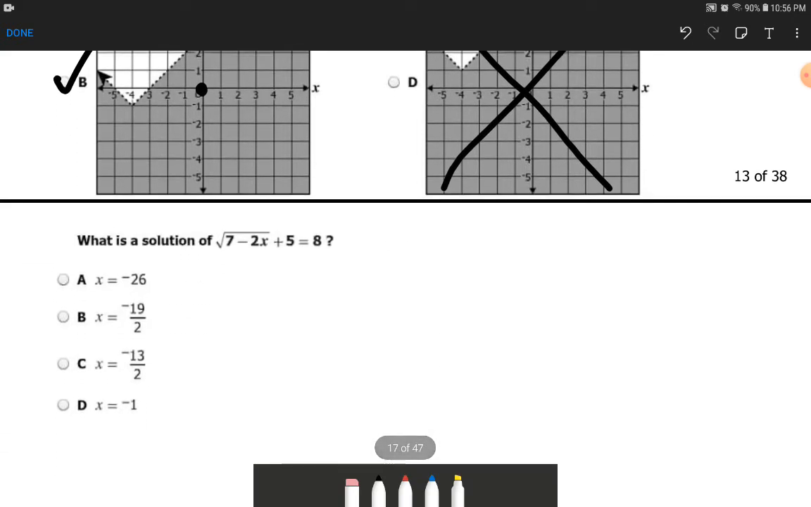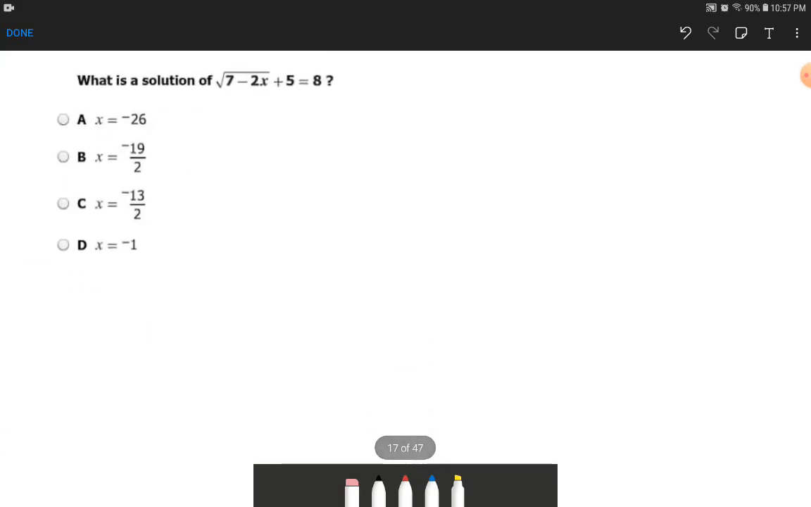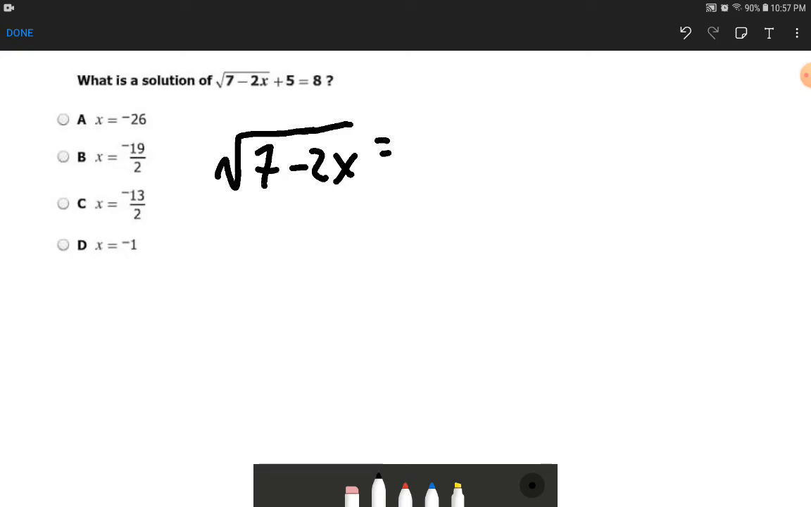Alright, let's move on to question 14. What is a solution of the square root of 7 minus 2x, plus 5 equals 8? So we're going to solve for x. First, we're going to subtract 5 on both sides and get 3. Then we're going to square both sides.